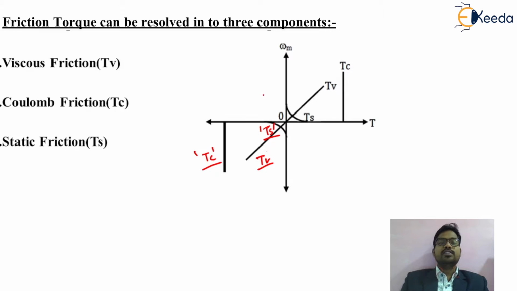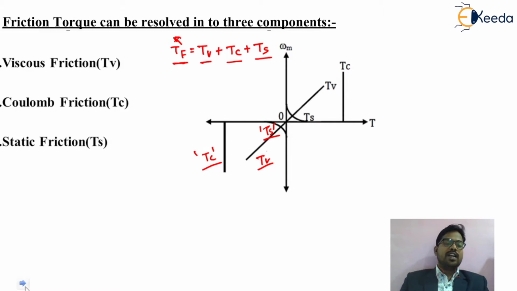So guys, this will be the actual representation of the various friction torques. And again, I am repeating, the friction torque consists of the viscous friction, Coulomb friction, and the static friction. These are the components of friction torque.